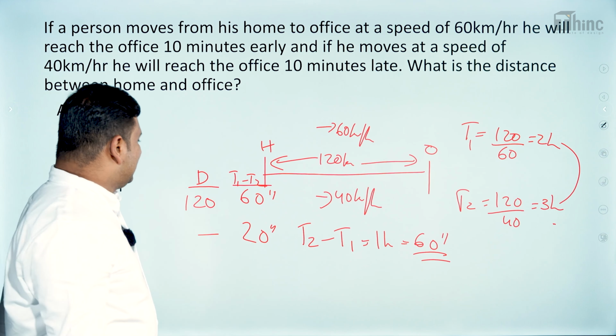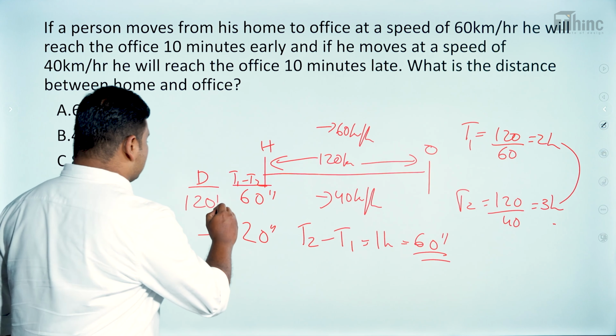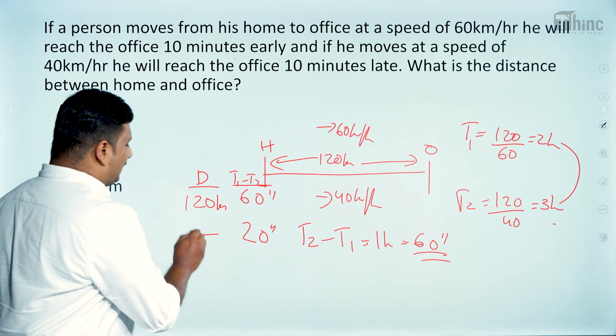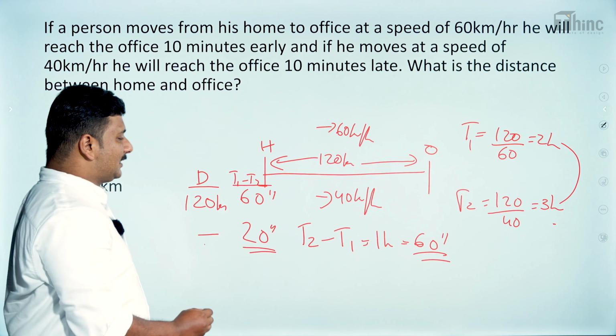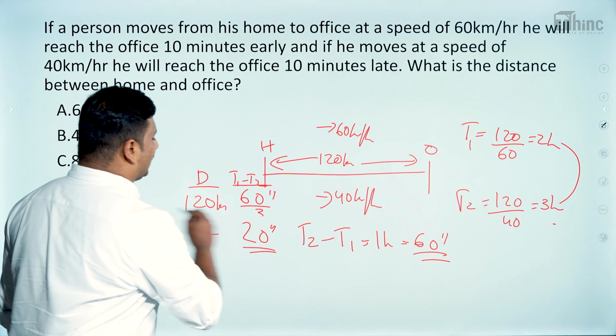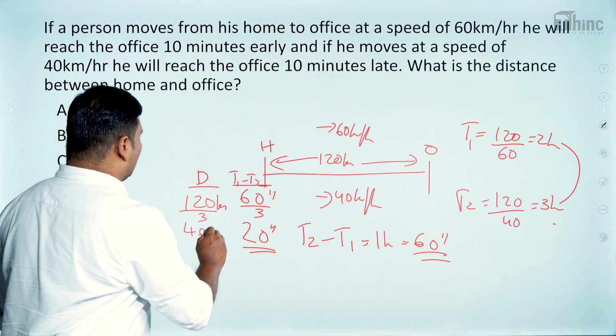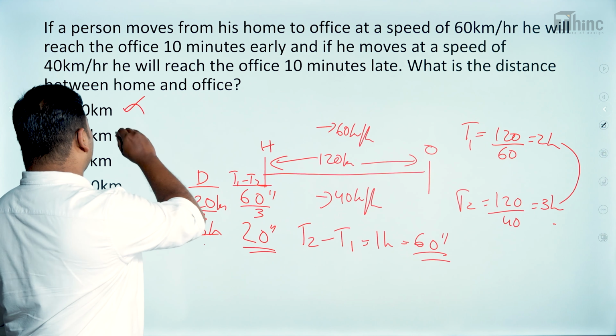There is no need of thinking all this. So when 120 kilometers is the distance, the difference in the time taken is 60 minutes. There is a particular distance which creates a difference of 20 minutes. So 60 by 3 gives you 20. In the same way, we have to do 120 by 3. So 40 kilometers, option B will be the correct answer.